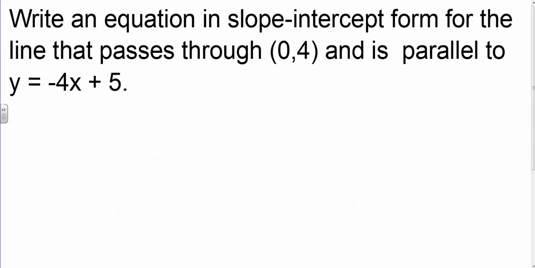Write an equation in slope-intercept form for the line that passes through (0, 4) and is parallel to y equals -4x plus 5. Okay, what do you know about the slope of the line that is parallel to y equals -4x plus 5? Right, you know that the slope is the same. So the slope of your new line is -4. And you know that it passes through (0, 4). So write the equation in slope-intercept form for that line. Pause the video and do this and come back.